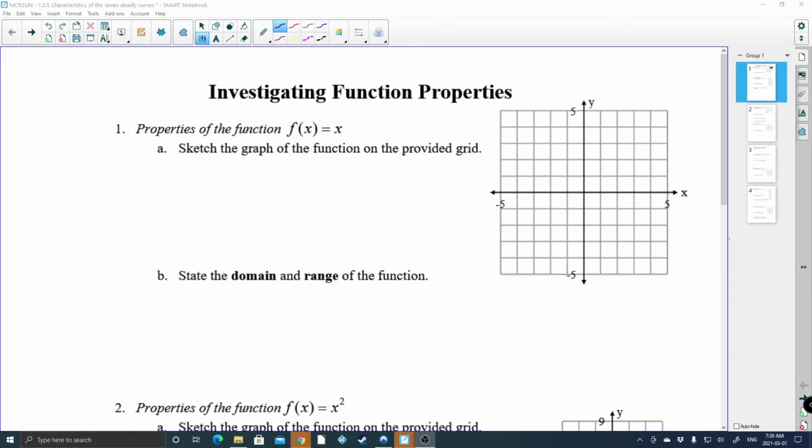Hello folks. In this lesson we're going to take a look at a bunch of different functions and their graphs, and we're going to discuss how we can quickly graph them without having to create a really long table of values. We're going to focus on some key points for each one, and that'll make the graphing of these a lot faster.